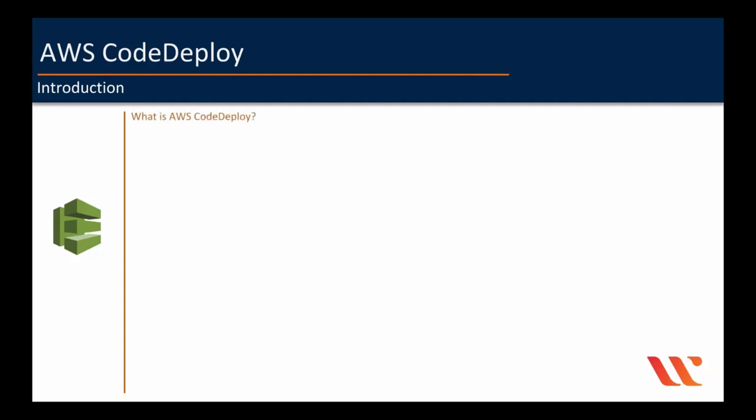So, what is AWS CodeDeploy? Well, CodeDeploy is a deployment service that automates application deployments to Amazon EC2 instances, on-premise instances, serverless Lambda functions, or Amazon ECS services. This service plays a major role in continuous delivery and continuous deployment on AWS.